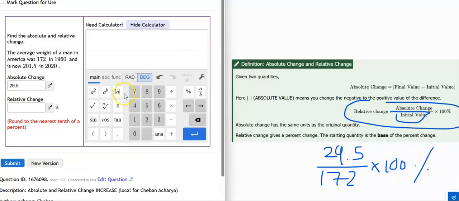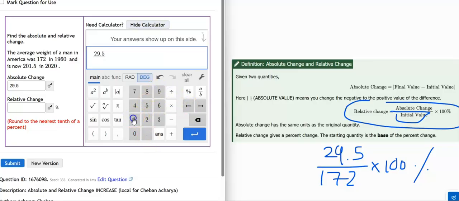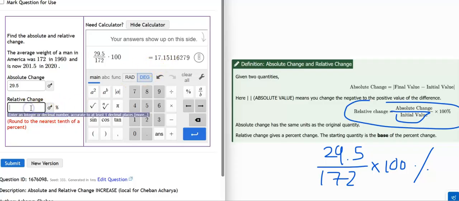So if you use a calculator, you can type everything here. 29.5 divided by 172 times 100. This gives you 17.15, rounded to the nearest tenth of a percent, which is 1 decimal. It's going to be 17.2. So 17.2% is here. You don't have to type it. So the weight change of 29.5 pounds is the same as saying the weight changed by 17.2%.